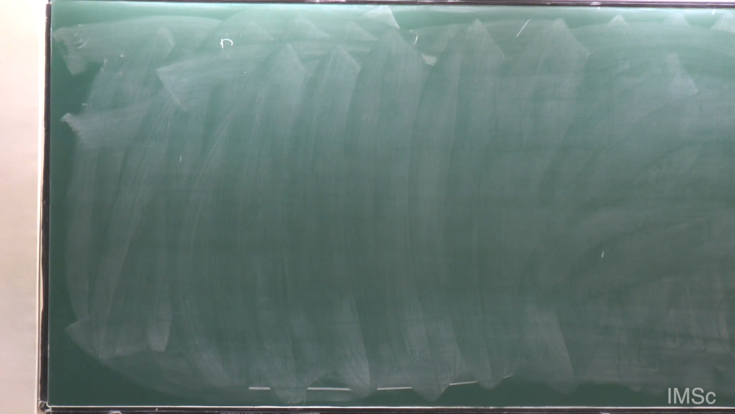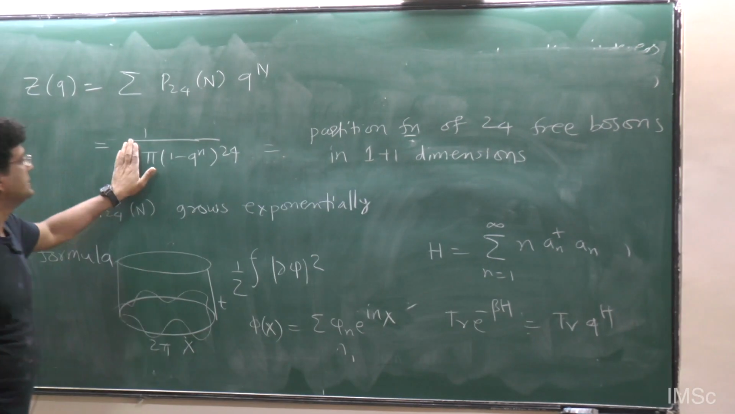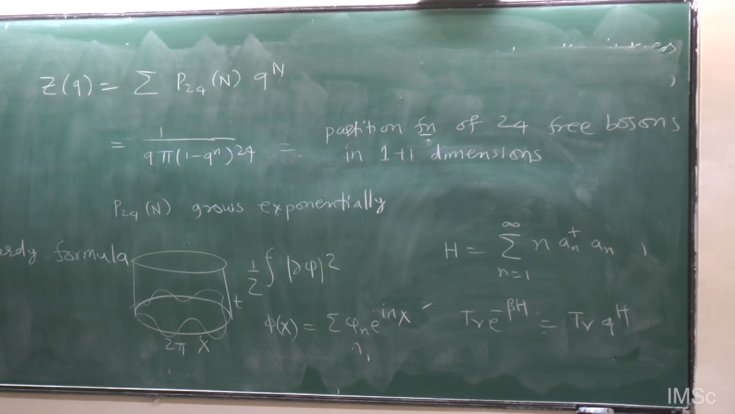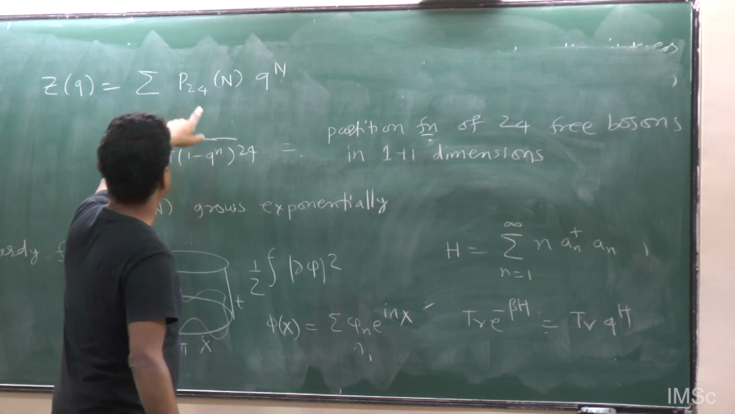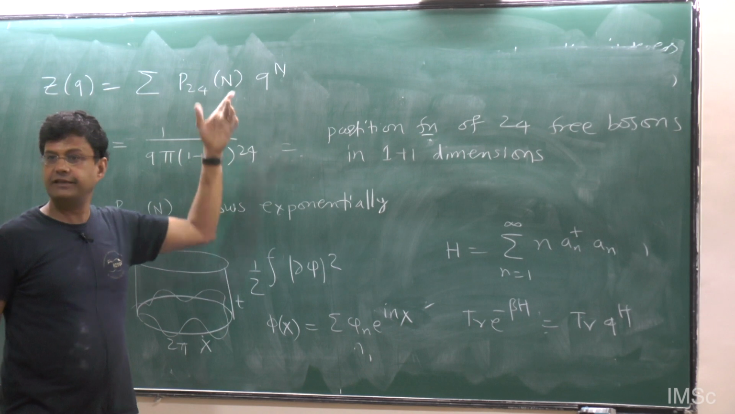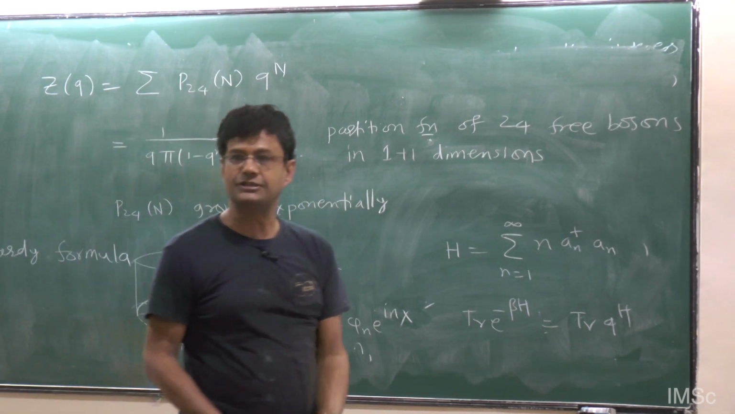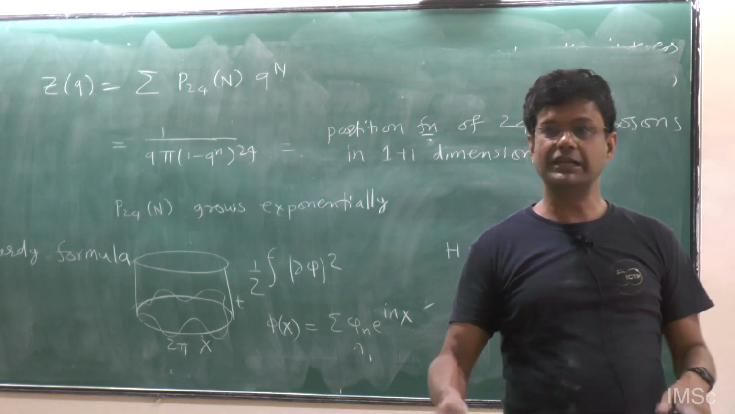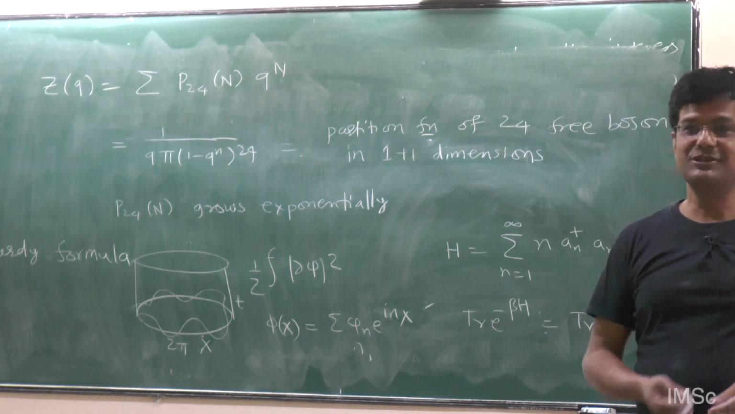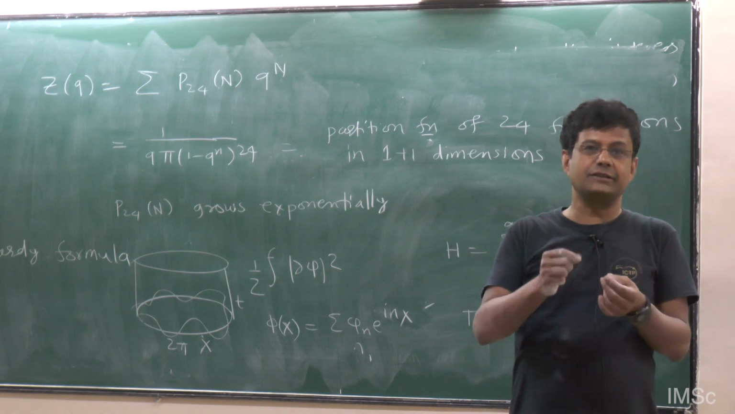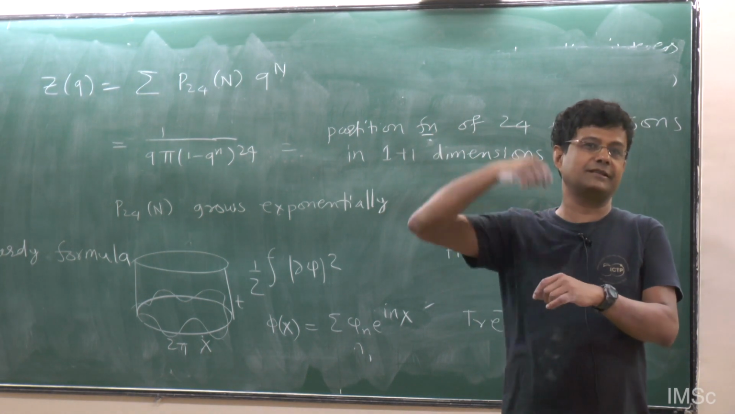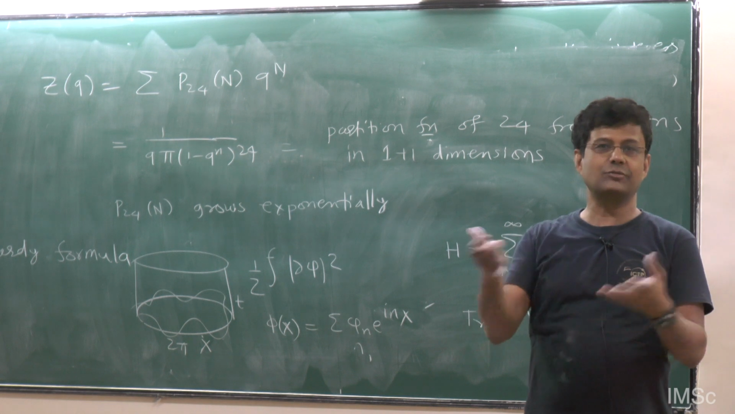There is an overall q factor which is very important for the modular properties. I won't try to explain it, but up to this factor it is some kind of ground state energy. This is the formula that you need to expand. If you expand it, what is the question that you're asking? This is the number of ways, given a system of 24 bosons in 1 plus 1 dimension, that the total energy is n. Because these bosons have different frequencies. One boson has frequency 1, the next one has frequency 2, the third one has frequency 3. So there are so many ways.